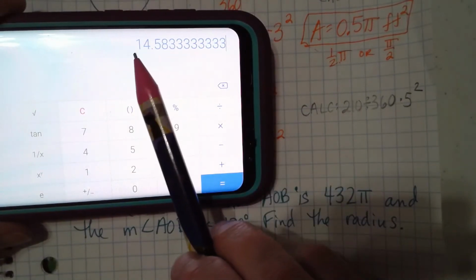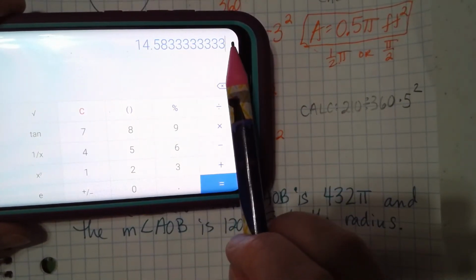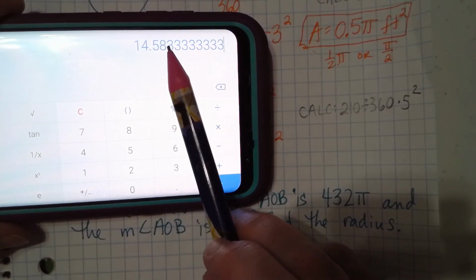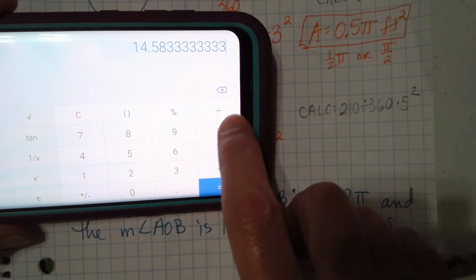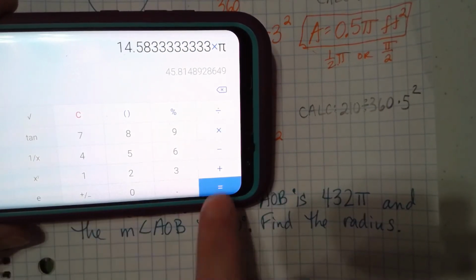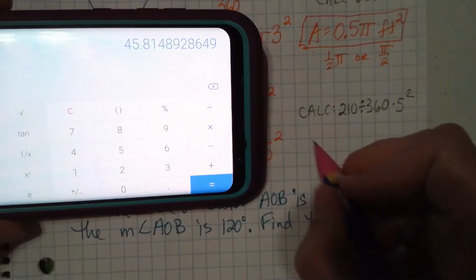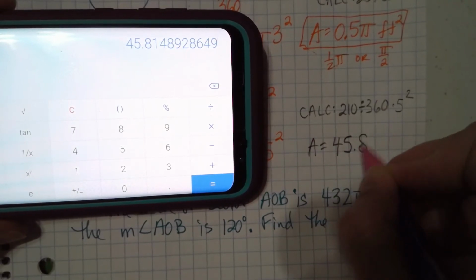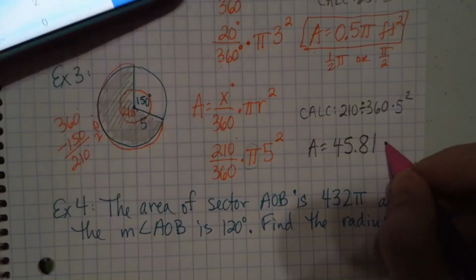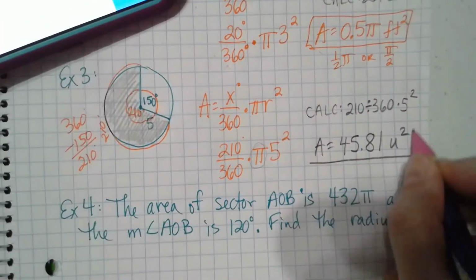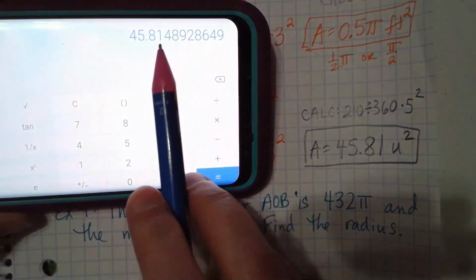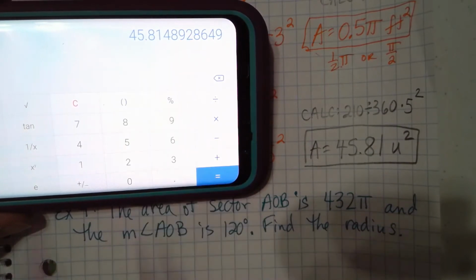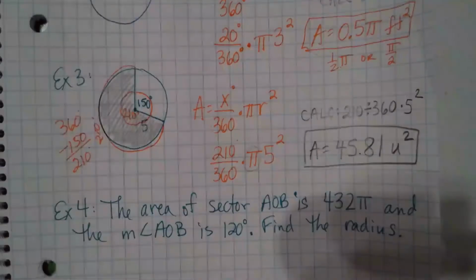Okay, so technically I could put 14.583 pi, but that's kind of ugly. I'm going to go ahead and type pi into my answer since it's pretty grody to start with already. My answer will be 45.81 units squared. I did it to the second decimal place. If it doesn't say, always go to the second decimal place unless otherwise told.